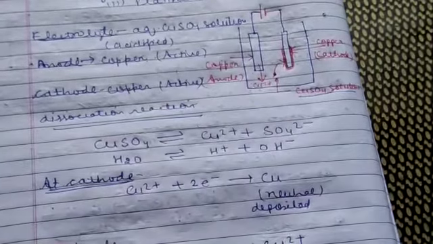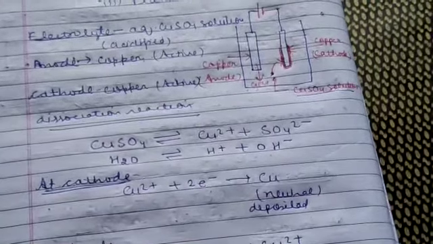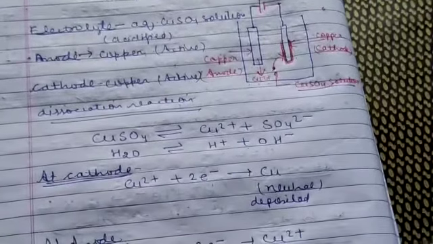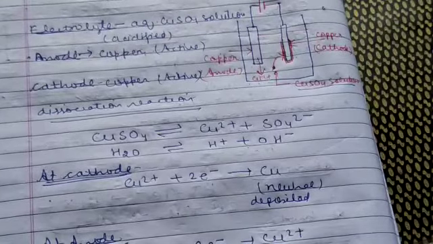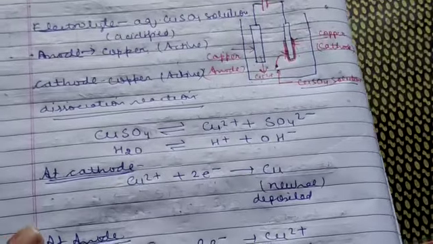The very important reason is what you observe when you use copper anode or platinum anode. In this way you can do this electrolysis.